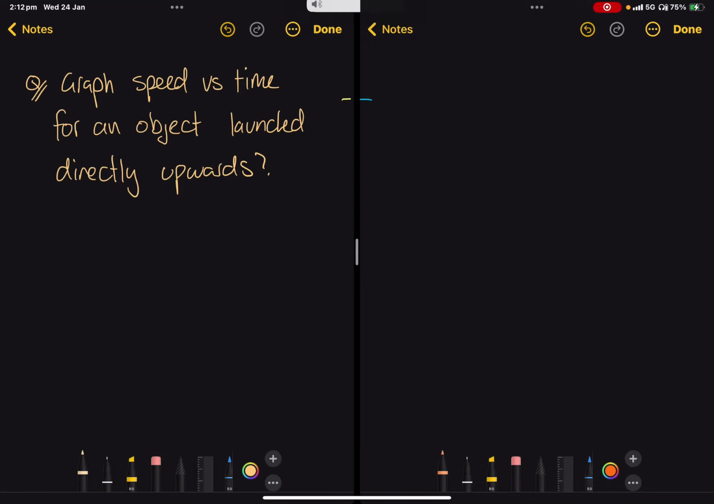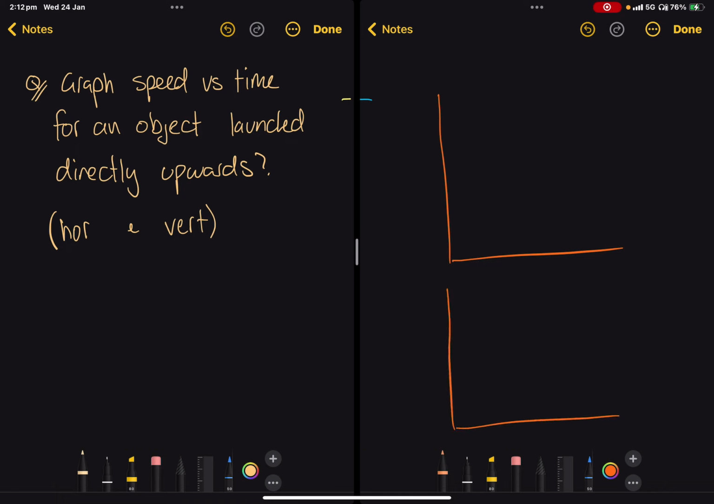Okay, so we're going to have a look at another advanced mechanics question. This is quite a simple one. We are told to graph speed versus time for an object which is launched directly upwards. Now we want to do this for horizontal and for vertical. So we're going to have two different graphs here. So we'll draw one graph here, draw another graph here.